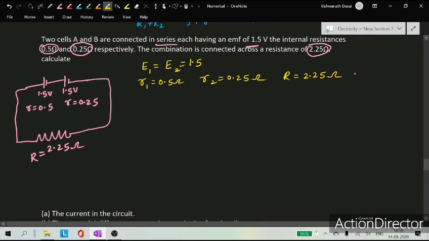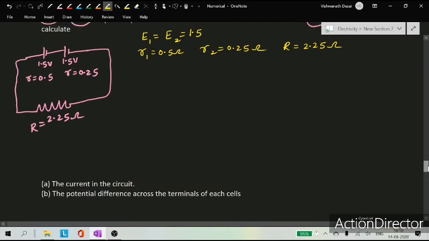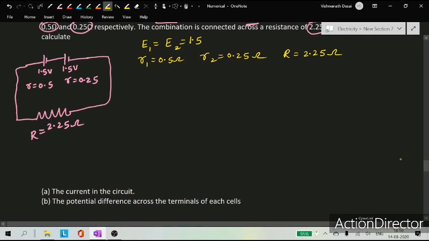Now, what they are asking in the problem, calculate, okay, here it is there, down, calculate the current in the circuit. So it went here somewhere. Okay, calculate the first one, the current in the circuit, and later potential difference across the terminals of each cell. So here at the bottom it is there. Okay, I can copy it, or here only let it be there, we will solve. Okay, current in the circuit.